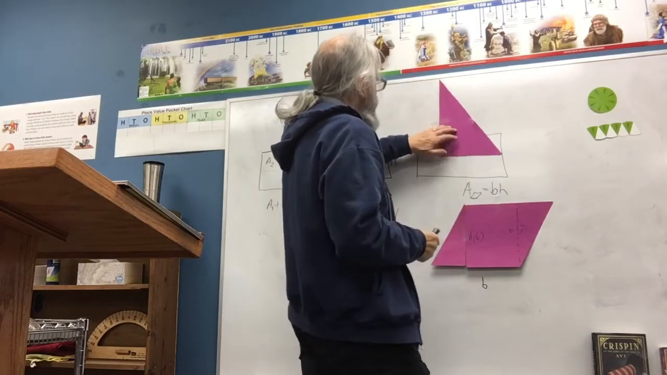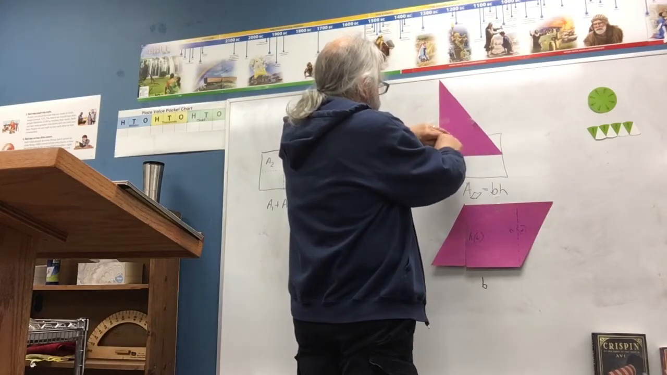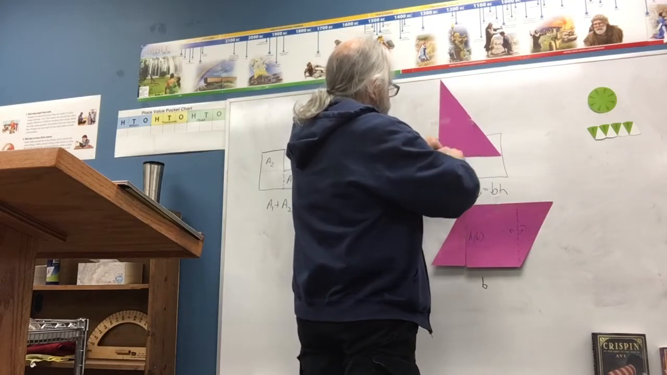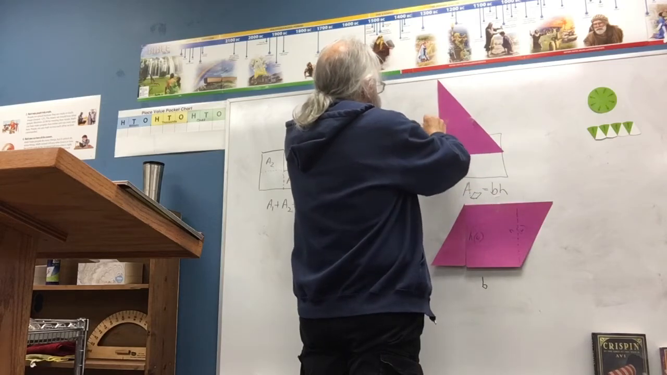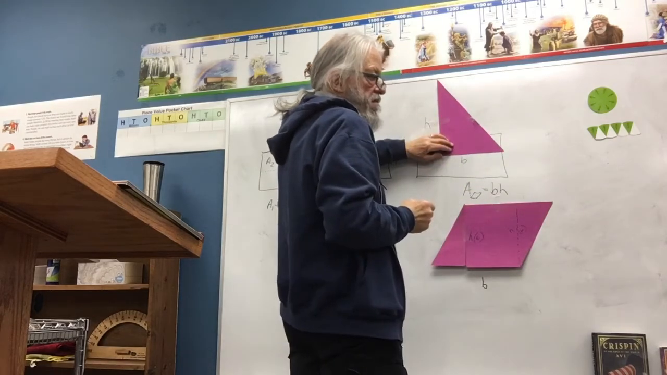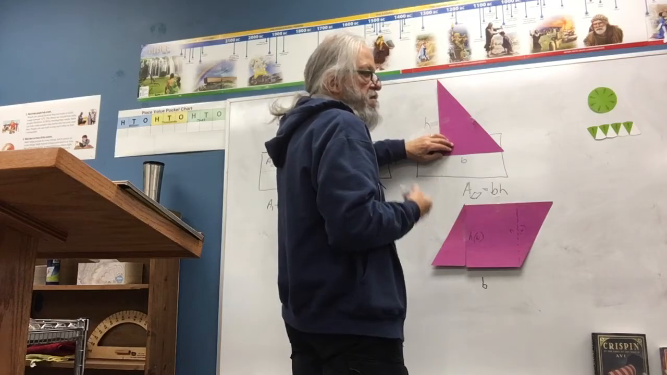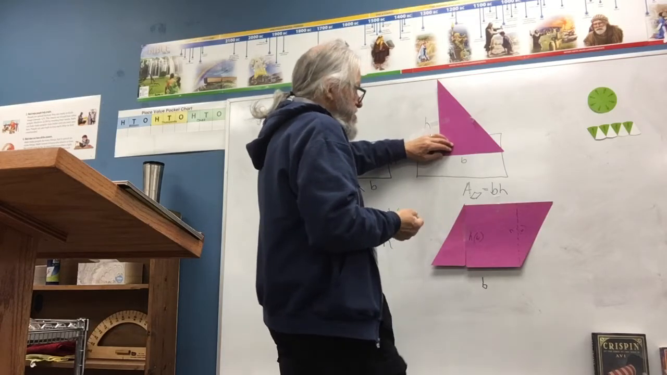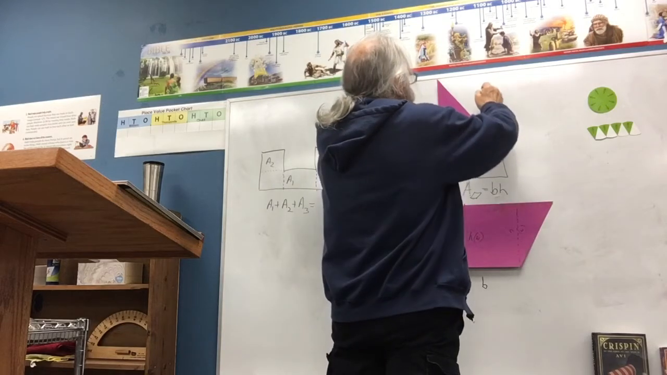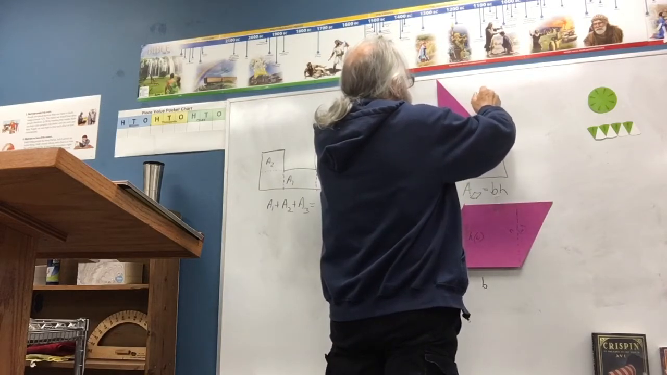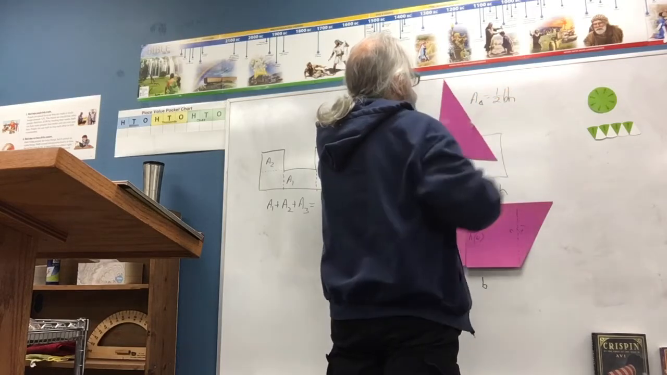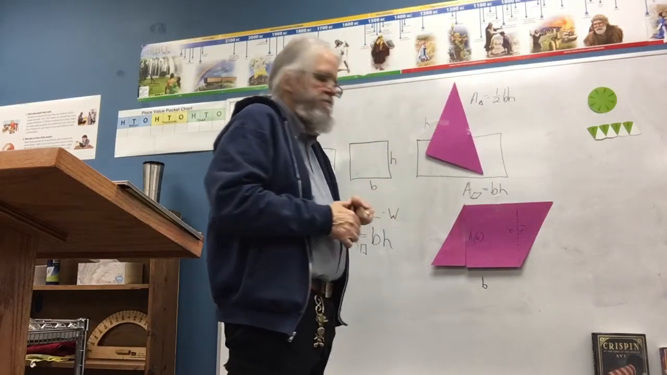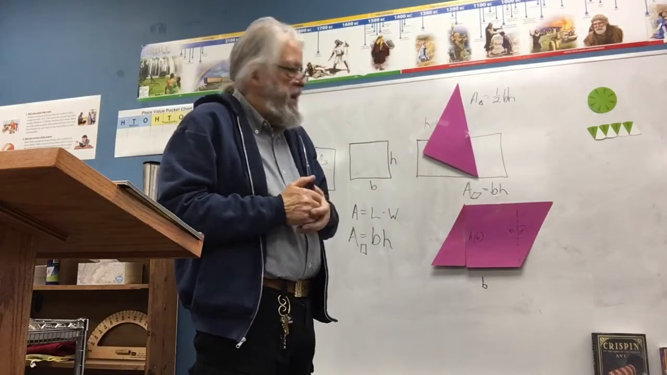Okay? So here's the part that it's sitting on. Here's the base. Here's the height. Base times the height would be the area of the rectangle. The triangle is half of it. So the area of a triangle is 1/2 the base times the height. Okay? And that's the formula.